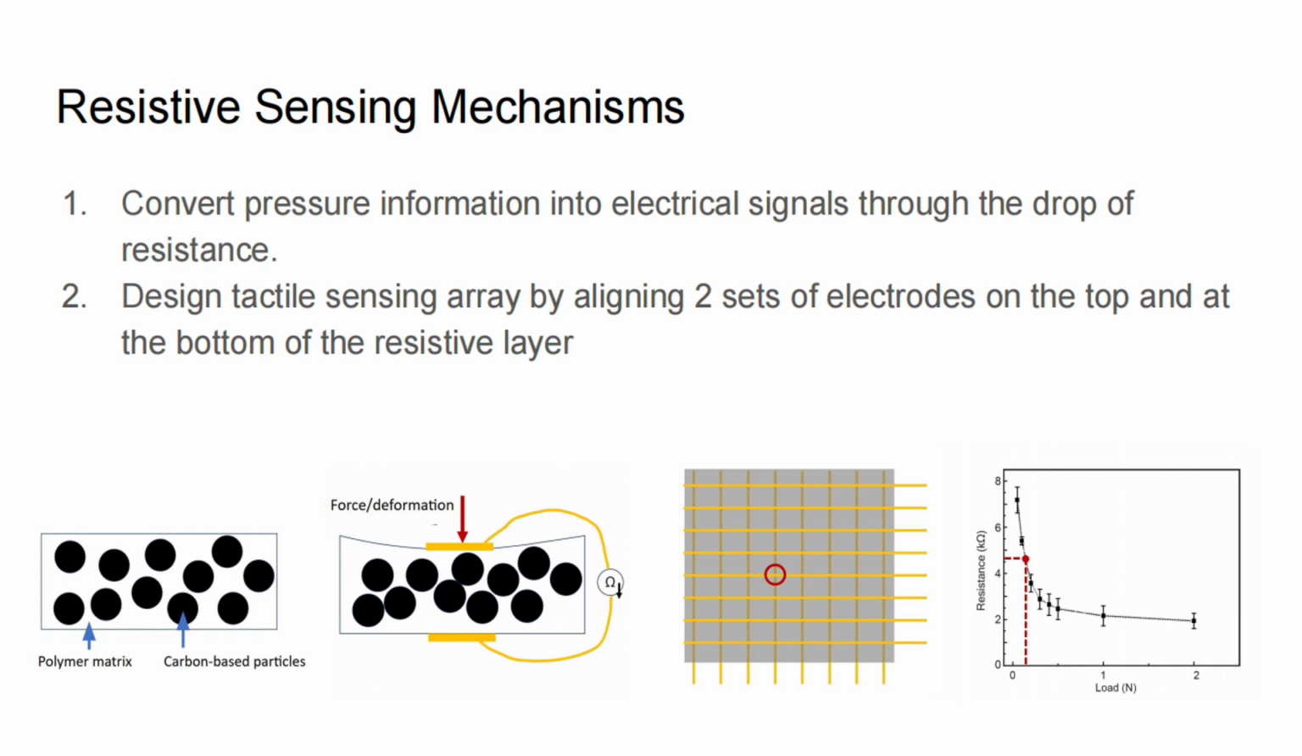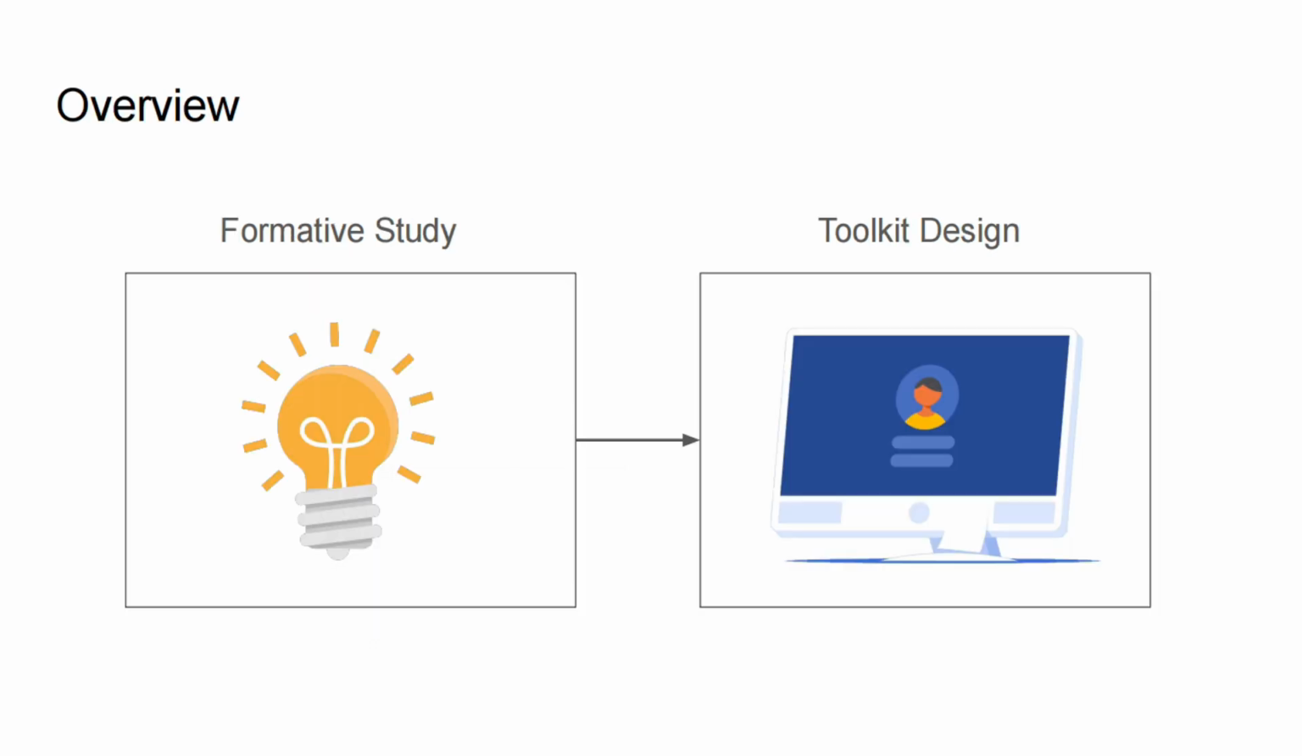Resistive sensing converts pressure into electrical signals by measuring resistance changes in an array with electrodes on both sides of a resistive layer. Appropriate wire layout should be designed based on the required sensing area and connected to a connector for signal output. To develop an accessible design interface for resistive tactile sensing, we first conducted a formative exploration of the motivations and design considerations from participants with varying knowledge backgrounds. Drawing on the insights from this study, we developed a web-based tactile sensing design toolkit.